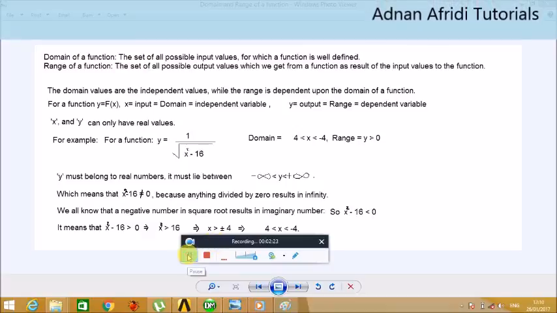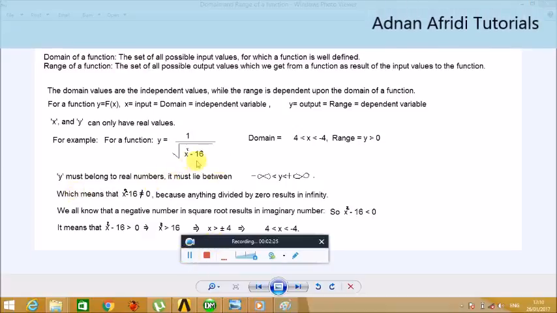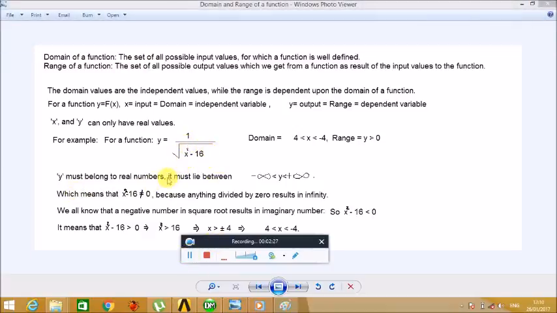which means that this term x² − 16 cannot be equal to 0, because if it becomes 0, then anything divided by 0 will result in infinity. We also know that a negative number in a square root results in an imaginary number. So it means that this term x² − 16 cannot be smaller than 0. That is, it cannot be negative.